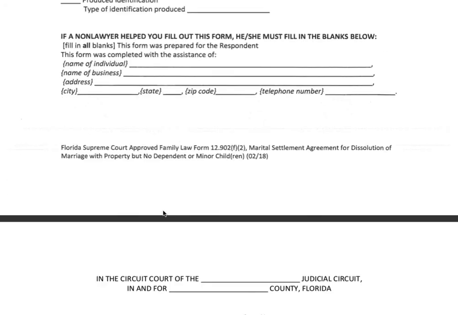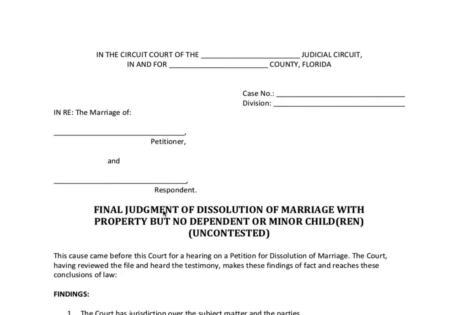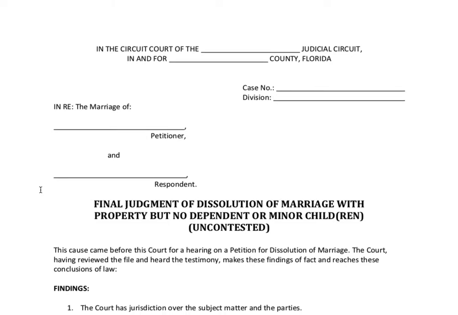What will happen next? Most likely you will not have to have a hearing, and the court should accept everything. And if they do accept it, this is the final judgment the court is going to grant you. And in this section, you only have to fill out the top, because this is the form the court is going to sign. Final judgment of dissolution of marriage. This is what we call, quote unquote, the divorce decree. So this is the form the court will be sending back to you to grant you the divorce.